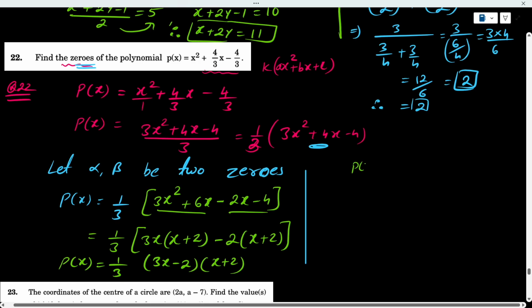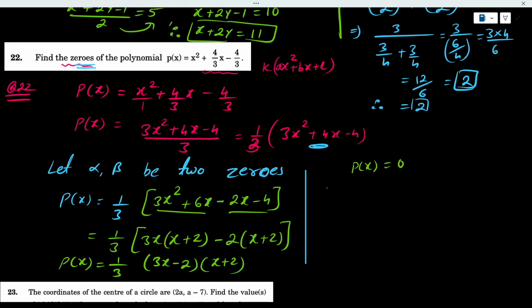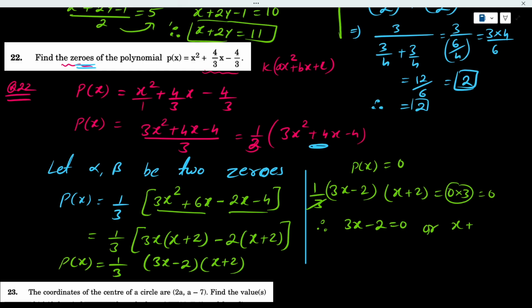So to get the zero, you take p(x) equals 0. So 1 by 3 equals 0 means it is going to be 0 times 3, right? You can start writing with this 1 by 3 also, but this will become 0 because this whole value is 0. So therefore, to get 0, 3x minus 2 equals 0, and x plus 2 equals 0. Because the product is 0, either one value will be 0. So therefore, x is 2 by 3 and x is minus 2.